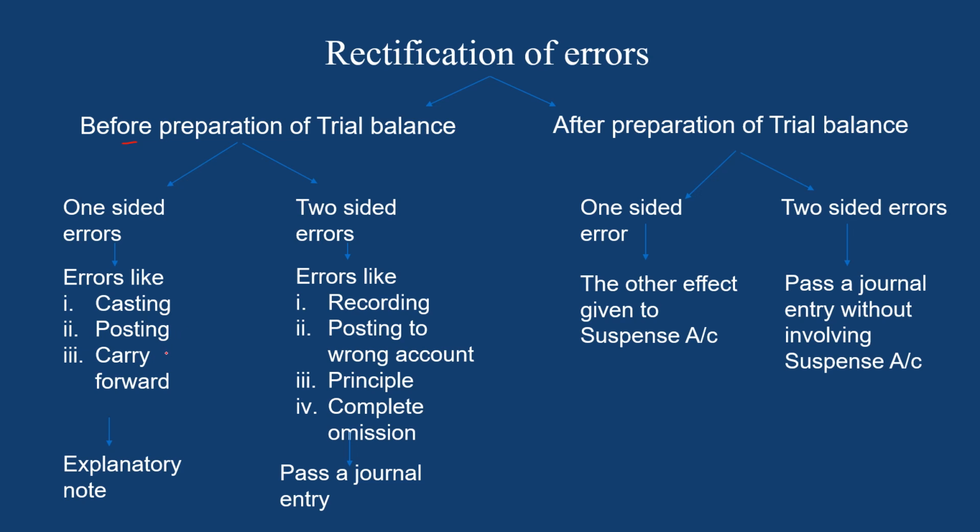Now, how do you go about rectifying such errors? Such errors which are of one-sided nature and which are identified before the preparation of trial balance normally are corrected by means of giving an explanatory note in that particular account where the error is.